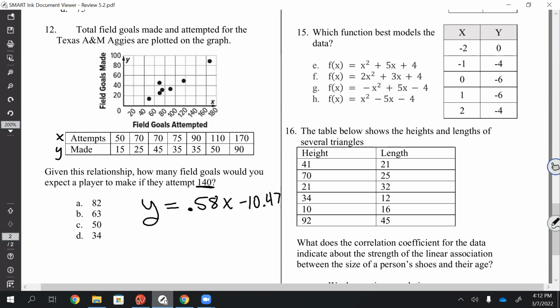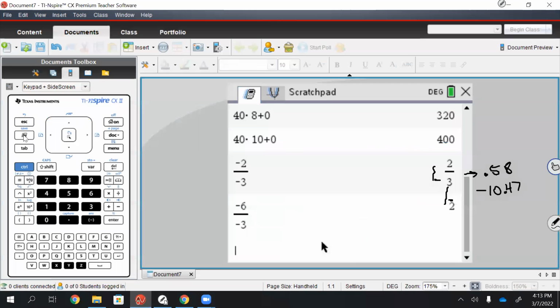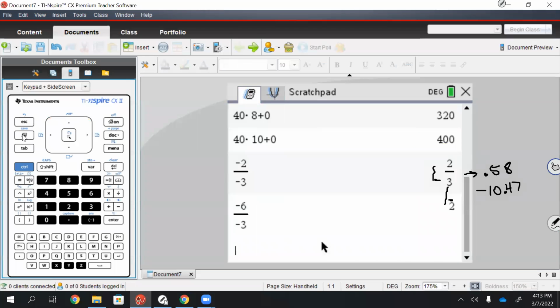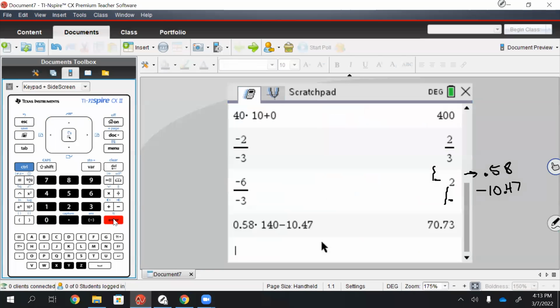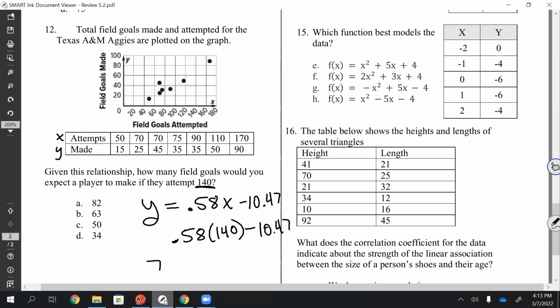So we write that there, and then now they say how many field goals would we expect them to make if they attempted 140. So your attempts is your x. So we're going to plug in 0.58 times 140 minus 10.47. So go to your calculator, press the little scratch pad button there, and just plug in. So 0.58 times 140 minus 10.47, and press enter. And so it comes out with 70.73. So 70.7.